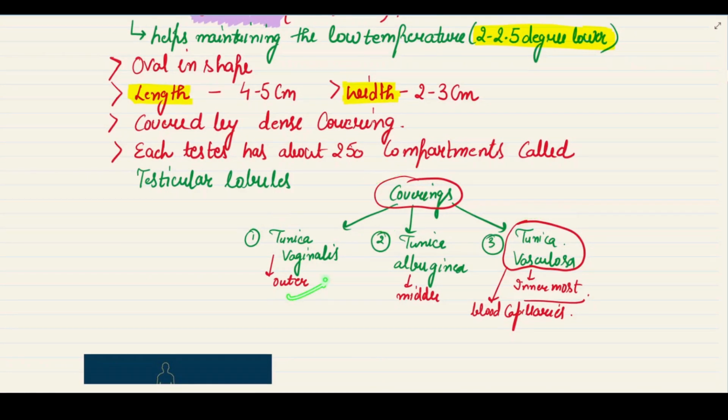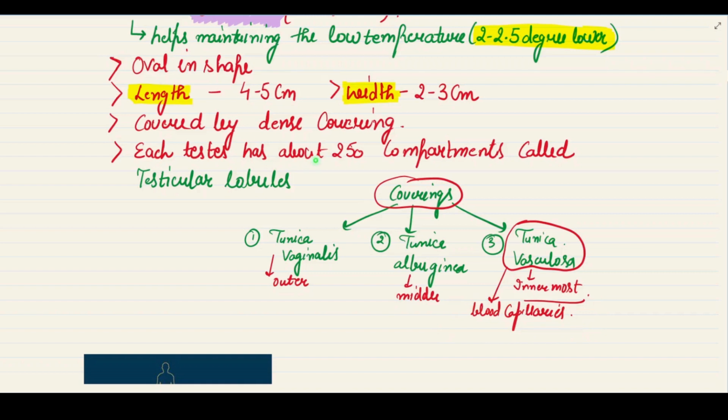The outermost layer of the testis is the tunica vaginalis. The middle one is the tunica albuginea, and the innermost is the tunica vasculosa. These three coverings form the dense covering around the testis. The main feature of the tunica vasculosa is that it contains multiple blood capillaries.